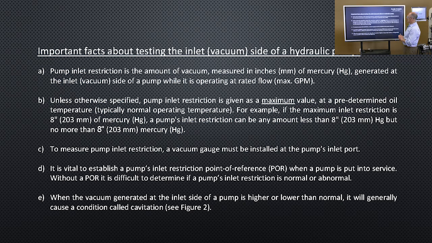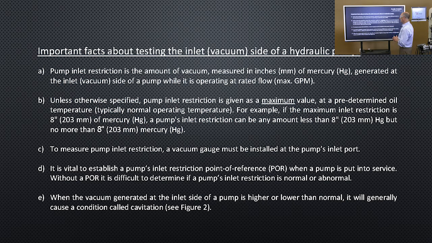B, unless otherwise specified, pump inlet restriction is given as a maximum value at a predetermined temperature, typically normal operating temperature. For example, if the maximum inlet restriction is 8 inches of mercury, the pump's inlet restriction can be any amount less than 8 inches of mercury, but no more than 8.